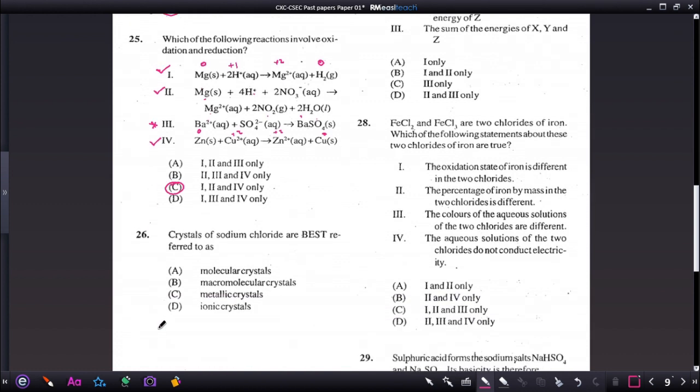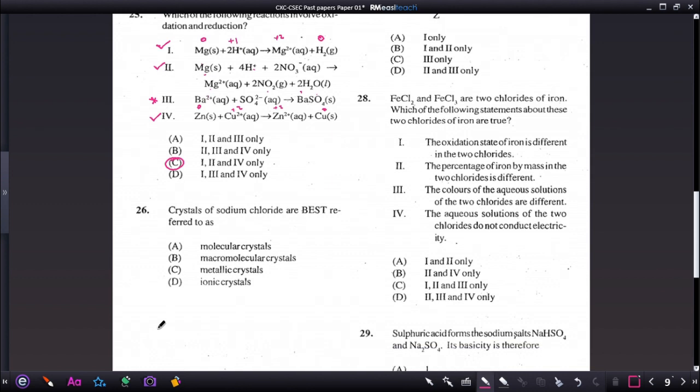26. Crystals of sodium chloride are best referred to as ionic crystals. Alright.